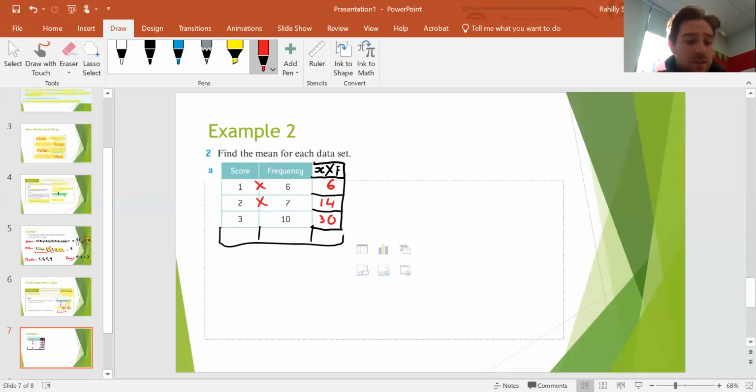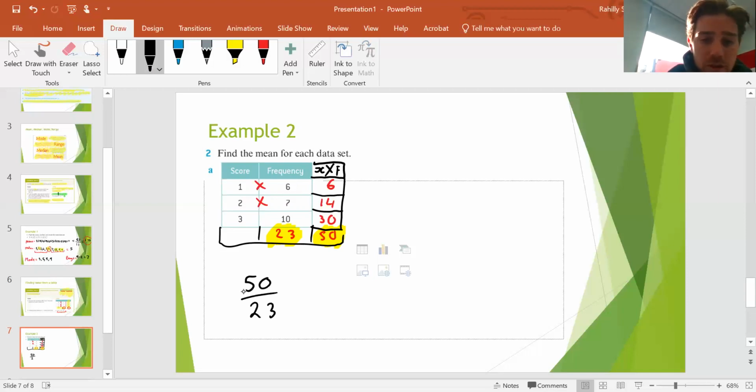All right, so we've multiplied crossways. Now we're going to add downways. 6 plus 7 is 13, plus 10 gets you to 23. 23, perfect. And then we're going to add our score times frequency as well. 6 plus 14 is 20, plus 30 gets you to 50. Okay, so this here is our total values when added together. This is our number of values. So then all we need to do is, like we did earlier, 50 divided by 23 gets you to 2.17.